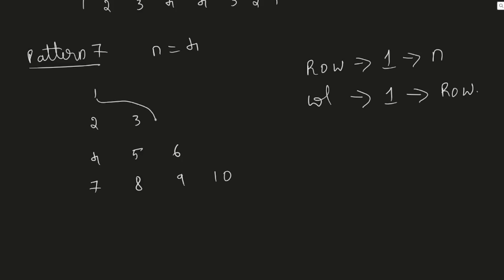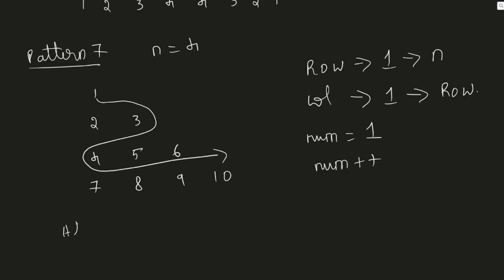The numbers are continuous from 1 to 10. How can we get that? Pretty straightforward. Have a dummy variable starting from 1. For every column, increment the value of number. That's it. Pretty simple. Let me just write down an algorithm.